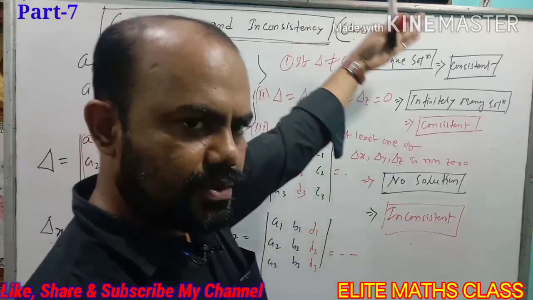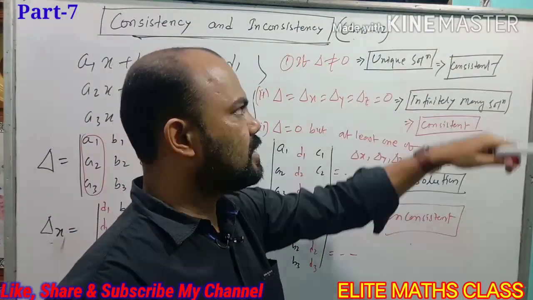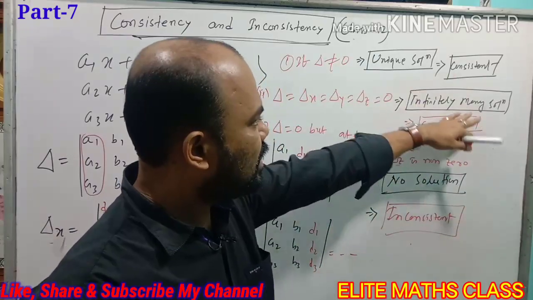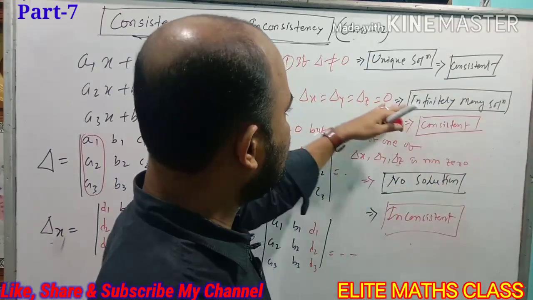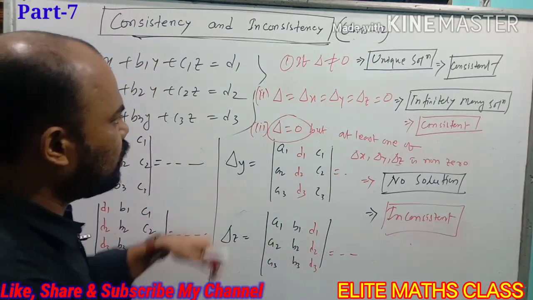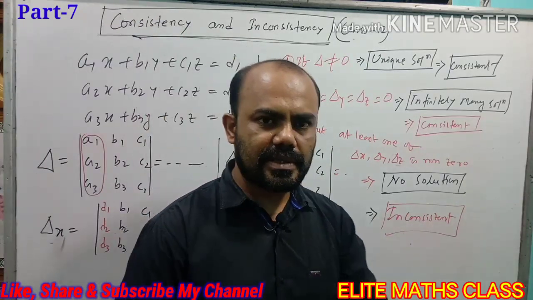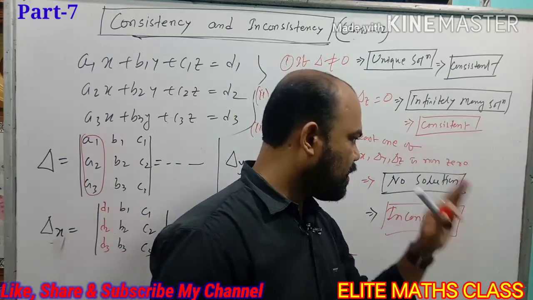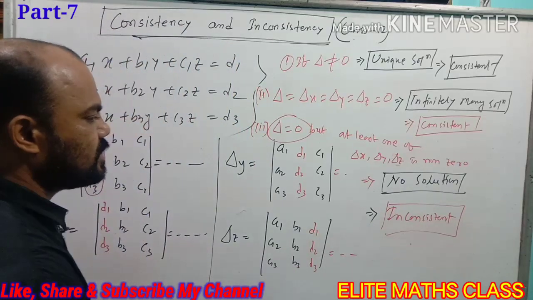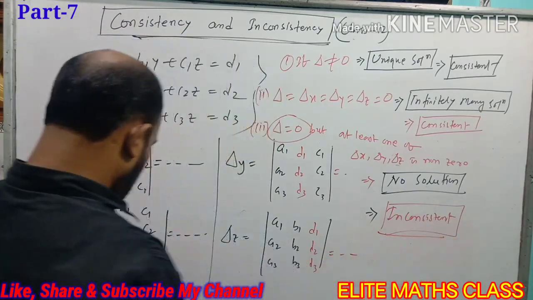If delta is not equal to 0, a unique solution exists, and the system is consistent. If the values of all the determinants are 0, there exist infinitely many solutions, that is, the system is consistent. If del is 0 but at least one of del x, del y, del z, or all of them are non-zero, then the system will have no solution and hence is inconsistent.